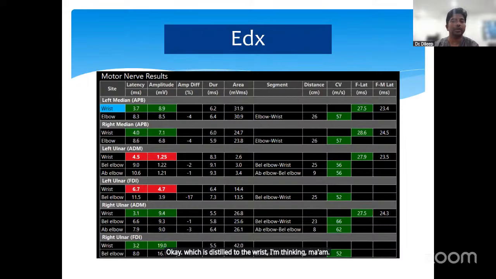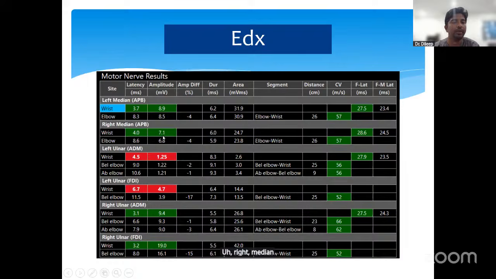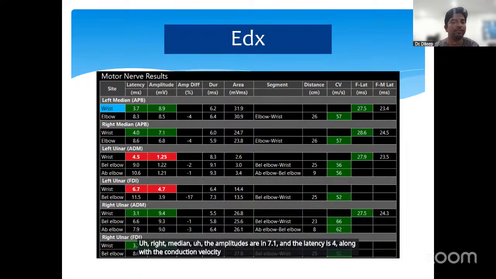Nerve conduction studies for this patient showed, in the left median, an amplitude of 8.9 and a latency of 3.7, which was in the normal range, with a conduction velocity of 57 and F-wave latencies also normal. In the right median, the amplitude is 7.1 and the latency is 4, along with conduction velocity and F-wave latencies being normal, on both the left median and the right median.